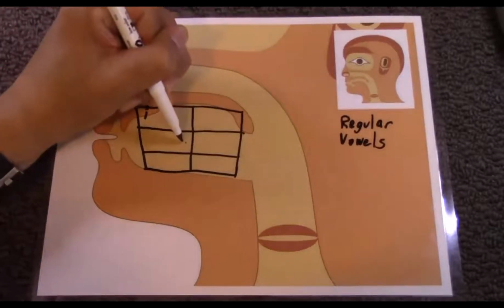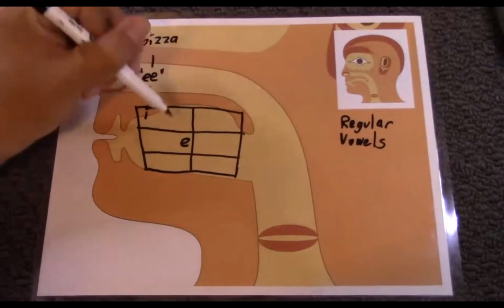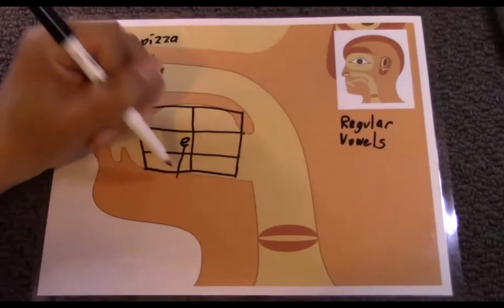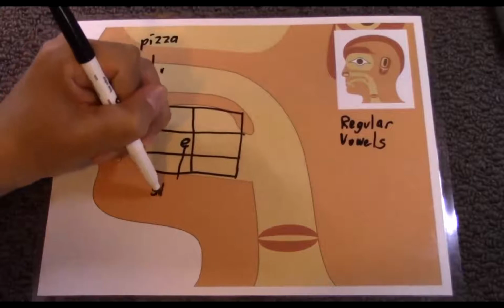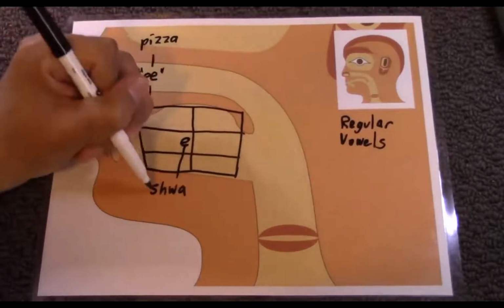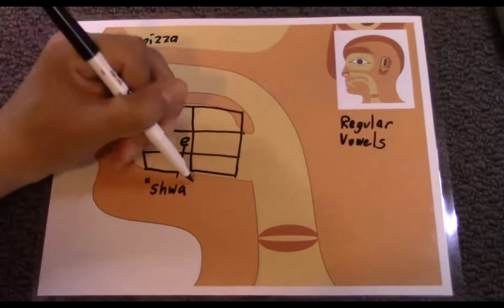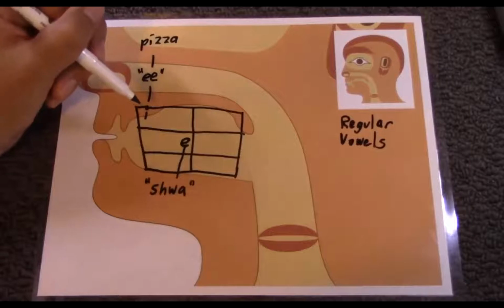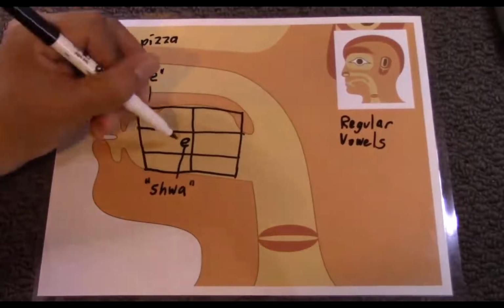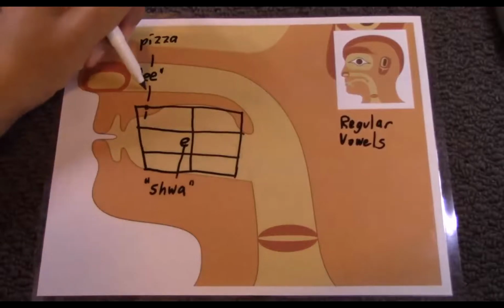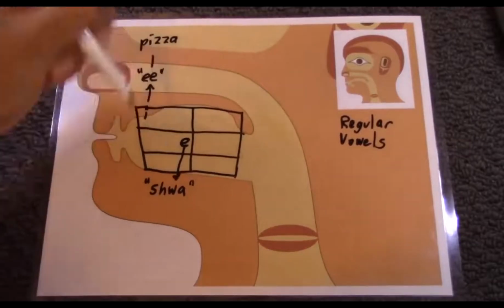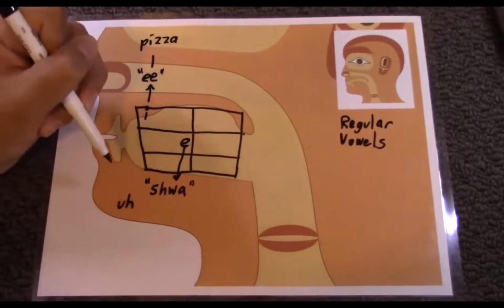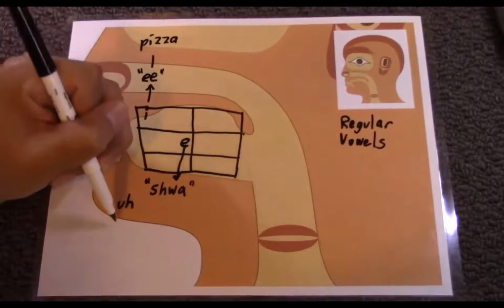Next, here in the middle, we have an E. This E is what we refer to as a schwa. Sometimes it's spelled with a C, but most of the time you'll see it spelled S-H-W-A. So a schwa does not really have a sound of its own. It's a sound that can change. And the most common sound that you'll hear is an uh sound, like in the word up.